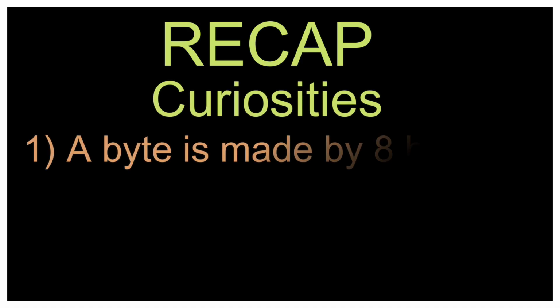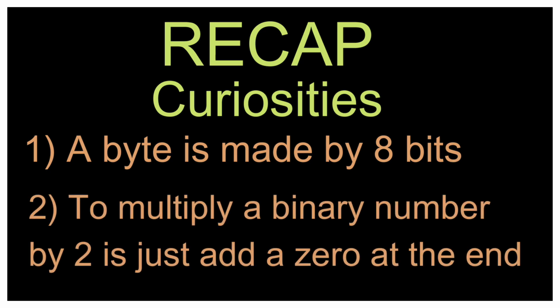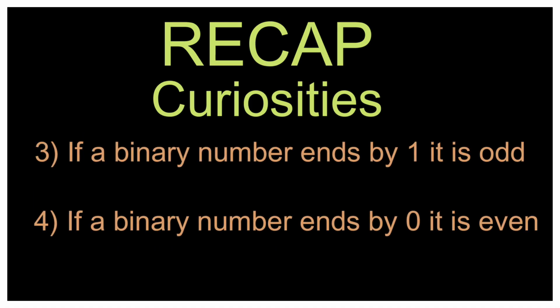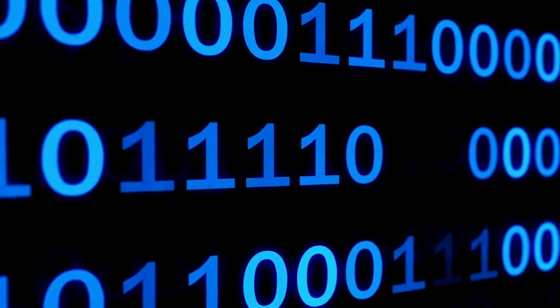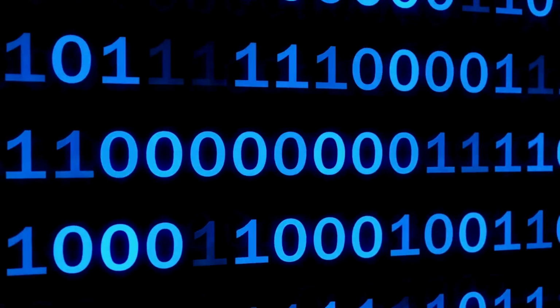And we also saw some fun facts, like how a byte is made of 8 bits, how multiplying by 2 is as simple as adding a 0 at the end, and how the last digit tells us immediately if the number is even or odd. And that's it. Now you truly understand binary numbers and why they are so essential in technology.